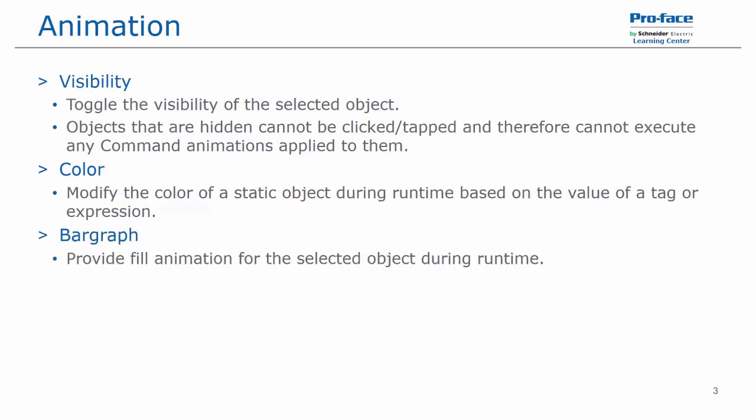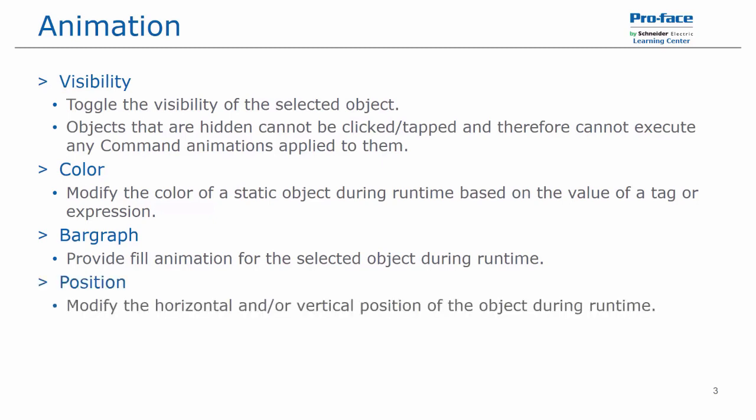Then Bargraph. Inside Blue Open Studio, unlike GP Pro EX, we do not have a bar graph object or part. So what you would do is create your own bar graph based on the value of the selected tag or expression that is configured for the object. A bar graph doesn't necessarily have to be a rectangle. You could make it a trapezoid, a triangle, a circle, whatever type of object you want to use.